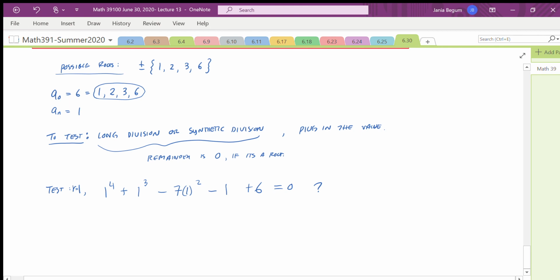So what do we have? Is it a root? Check. I think someone said yes.